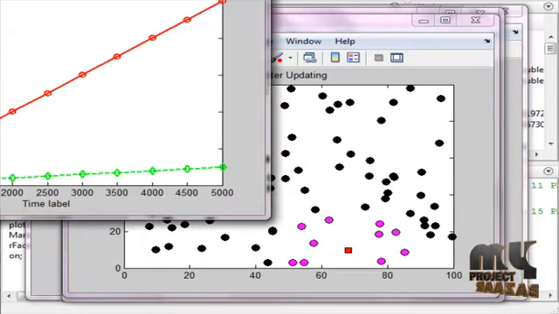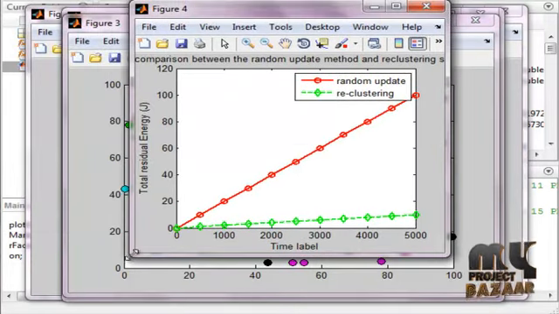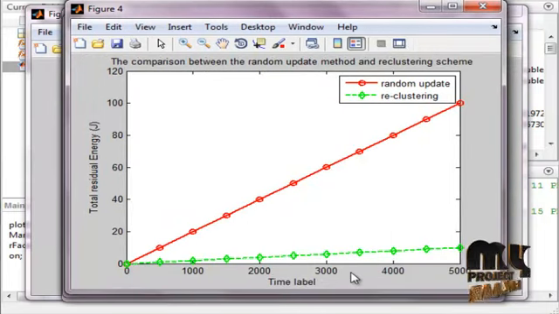Next figure. In this figure, the x-axis is the time label, and the y-axis is the total residual energy. This is the random update, which is linearly high. This is the green clustering process denoted in green color. This graph shows the comparison between the random update method and the reclustering scheme.